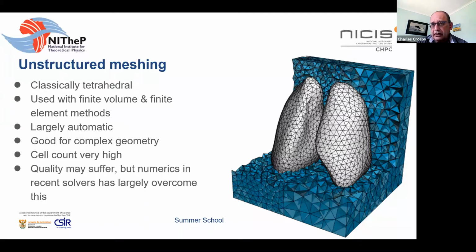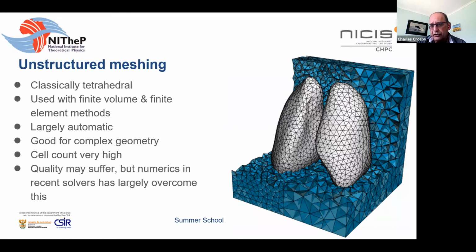Tetrahedral meshing has been used with the finite volume and the finite element methods. Initially, the finite volume discretization processes produced rather poor results. These days, there are much better schemes available. You can do it almost entirely automatically, and it's, of course, the best thing for complex geometry. The downside is that your cell count is very high.